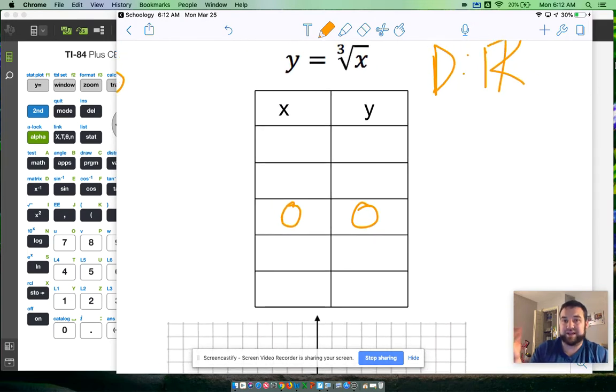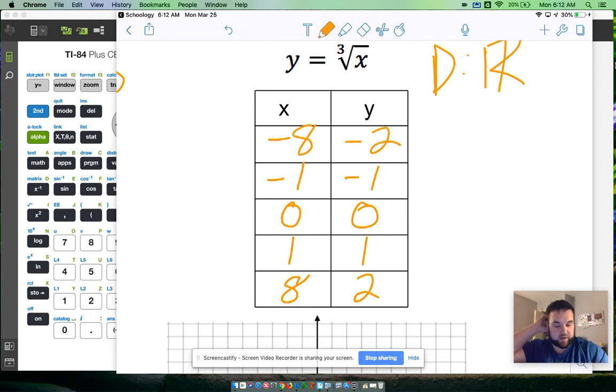So the next numbers that I can plug into the cube root and get out a whole number: the cube root of 1 is 1, and the cube root of 8 gives me 2. Then the nice thing is I can just do the negative versions of those numbers. So negative 8, negative 2, and negative 1, negative 1.